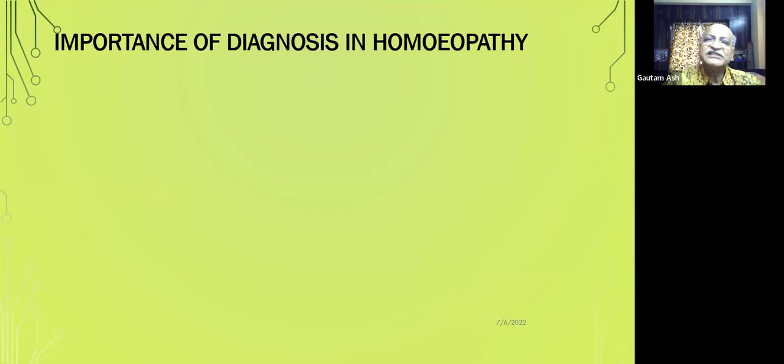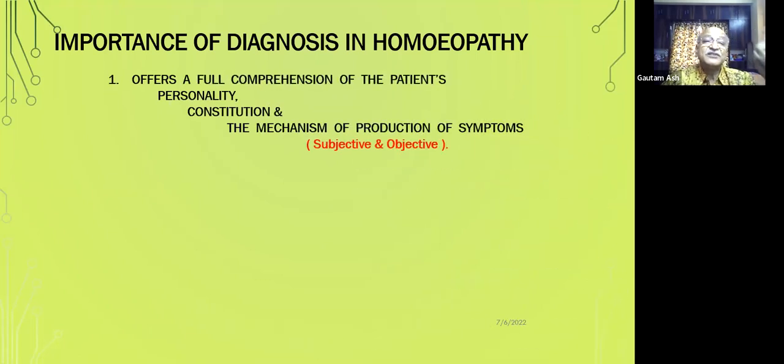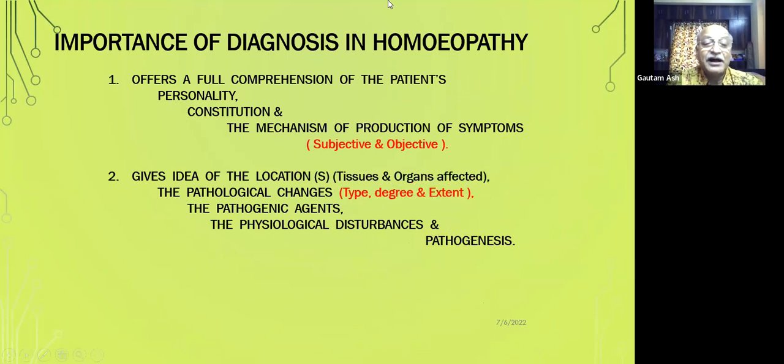What is the importance of diagnosis in homeopathy? Let me see whether importance is there or not in homeopathy. Yes. Number one, it offers a full comprehension of the patient's personality, constitution, and the mechanism of production of the symptoms, both subjective and objective. So without diagnosis, it cannot be possible. Then it gives an idea of the location or locations, the pathological changes, the pathogenic agents, the physiological disturbances and pathogenesis. That means the tissues and organs affected, the types and the degree and extent, all are there to understand.